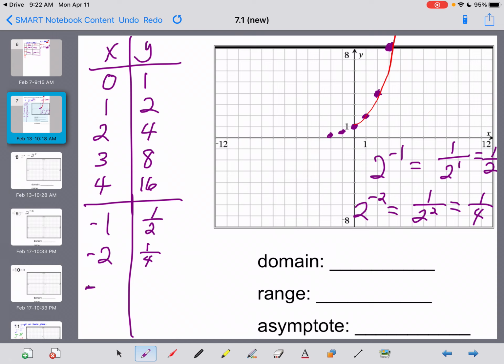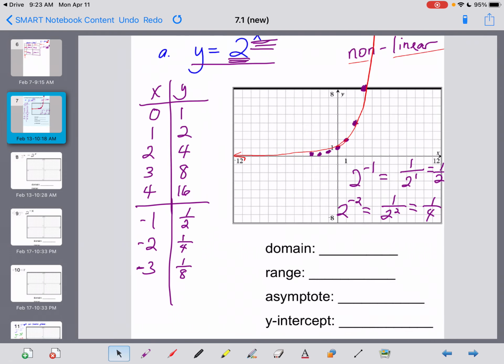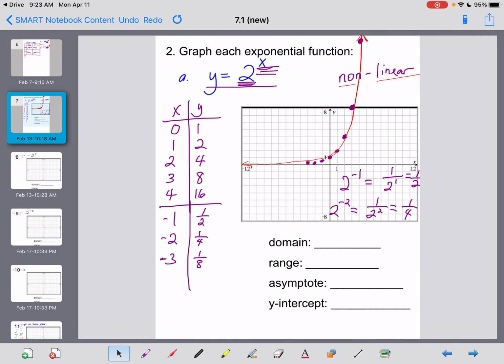If I put in a -3, that's going to give us 1 over 2 cubed, so that's going to be 1/8. And what you're going to start to see here, guys, is the farther left we move, these y values are going to get lower and lower and lower and get closer to 0, but never actually reach that 0 value. So we end up with a curve here that looks something like this. And that's new to you guys. That is the basic parent graph.